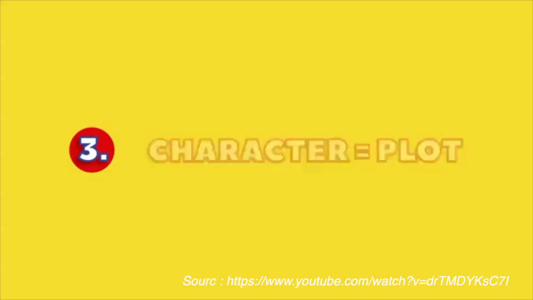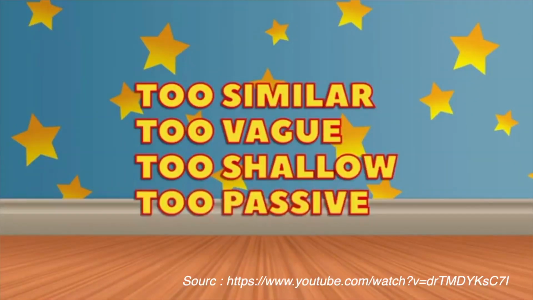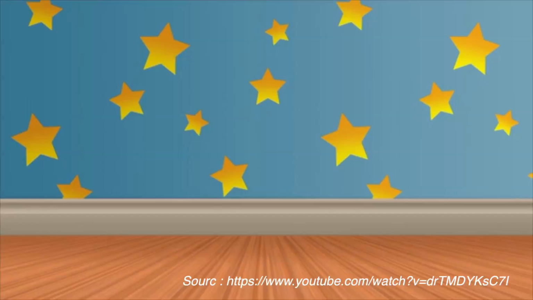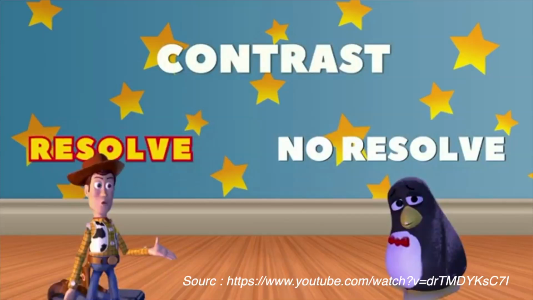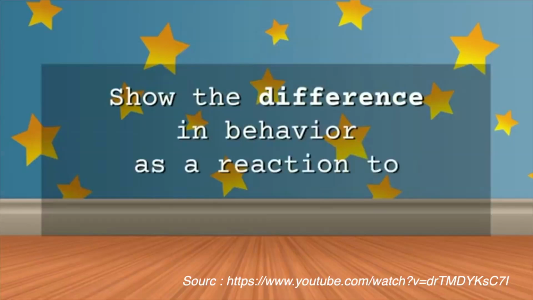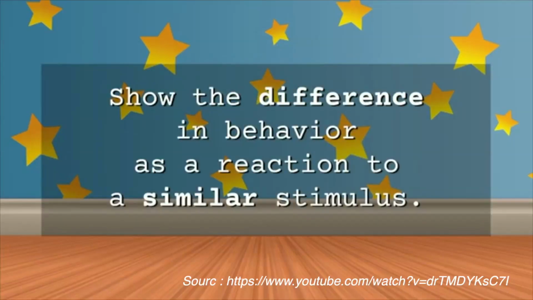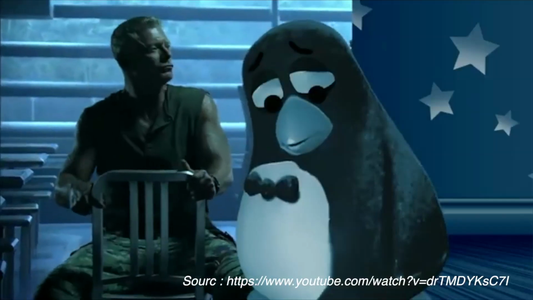We know what we want. A bunch of characters that are not too similar, too vague, too shallow, or too passive. And at least one main character with resolve. This, like any character trait, you introduce by contrast. We contrast the traits of one character against those of another by showing the difference in their behavior or reaction to a similar stimulus or event. Starting to doubt your resolve.